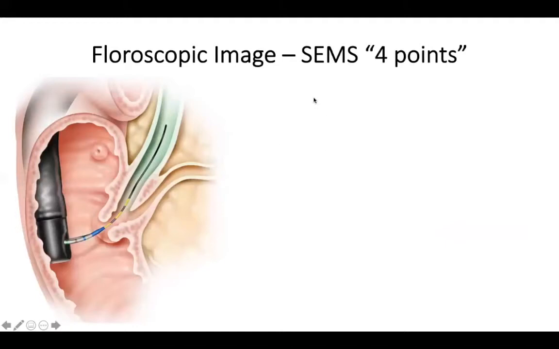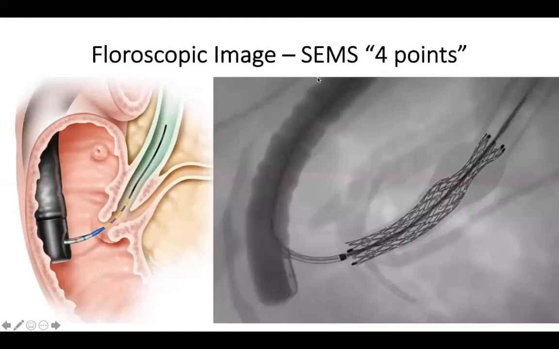Under fluoroscopic imaging, for SEMS insertion it is very important to identify 4 landmarks before stent deployment. If this is the endoscope, and this is the duodenal wall and the papilla, here is the pancreatic duct under fluoroscopic image, and this is the common bile duct. The first point is the level of the stricture. We should know, after injection of contrast media, where the proximal end of the stricture is. And we also need to know the level of the papilla.